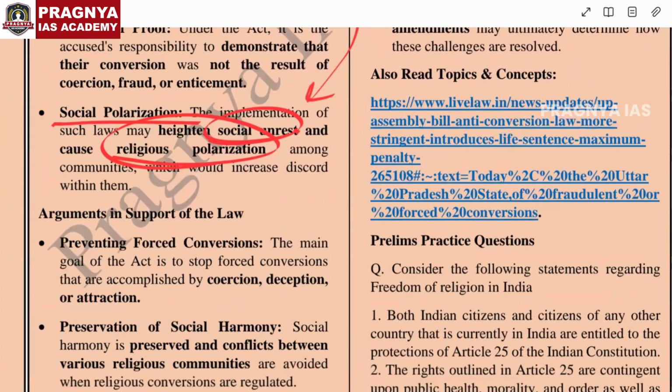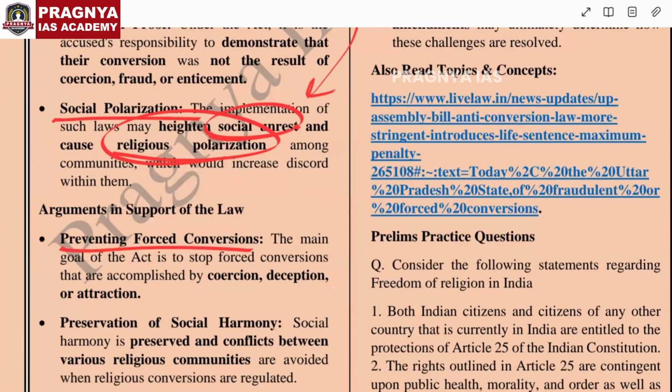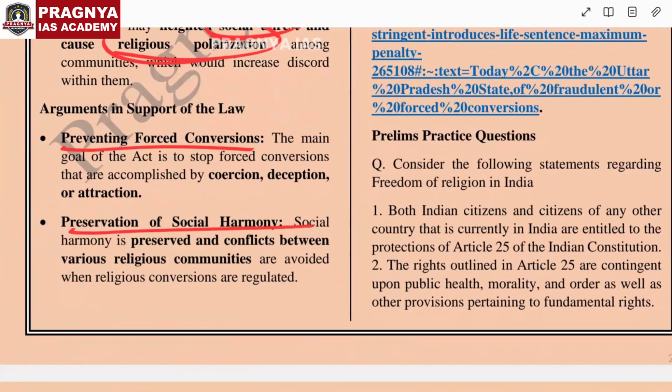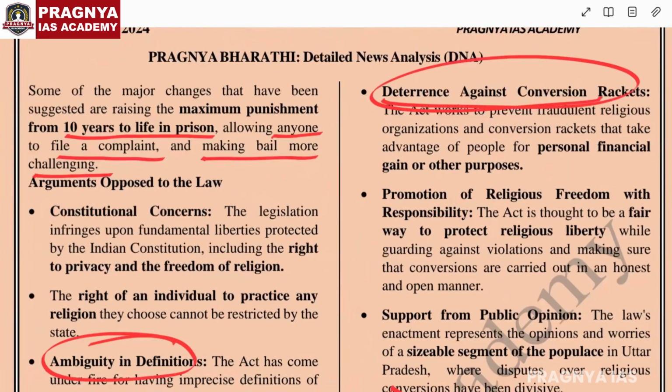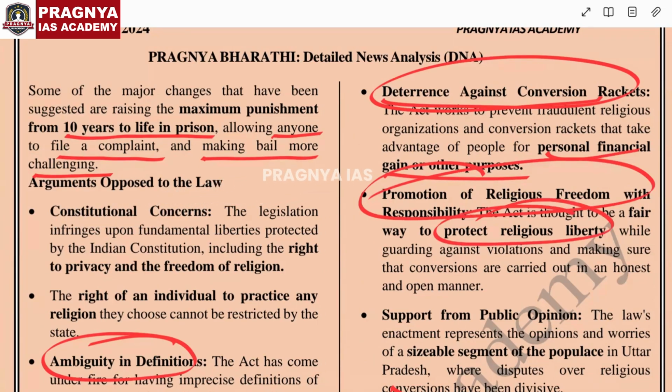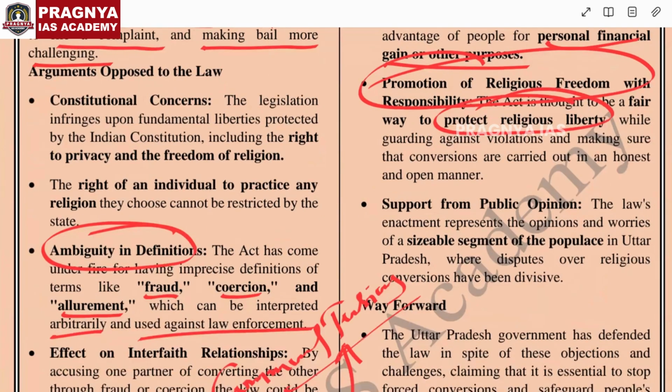But there are also certain arguments in support of this law, where through this law they can prevent forced conversions and preserve social harmony within the community so that conflicts between religious communities can be avoided. Through these regulations, religious conversions can be regulated, and conversion rackets run for personal financial gain can be deterred. Religious freedom with responsibility can also be promoted. Religious liberty can be restored as ensured by the Constitution under Article 25. Support from public opinion was also gathered, and a sizable segment of the population in Uttar Pradesh is very happy because it ends the disputes over religious conversions.